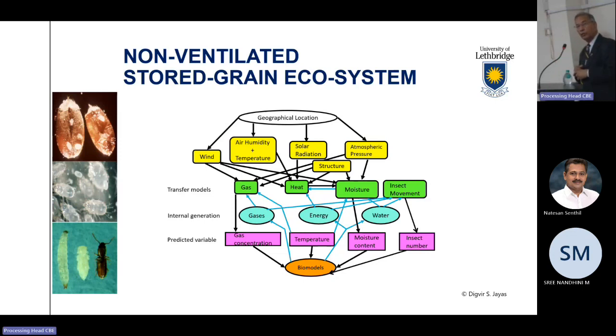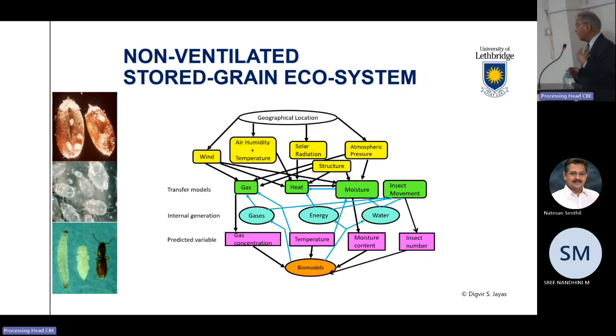When you solve those equations, the end result, shown in the purple, gives you the gas concentration, temperature, moisture content, and insect number at any location inside your domain, whether it is a bag or a bin. Using that information, you can make decisions on where to sample the bin and where to install the sensors for monitoring the bin.